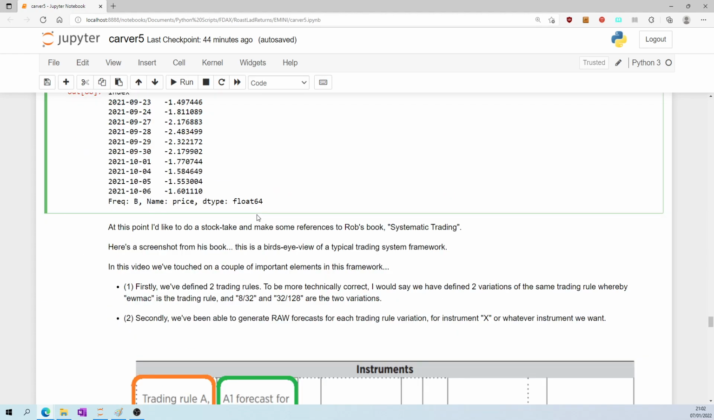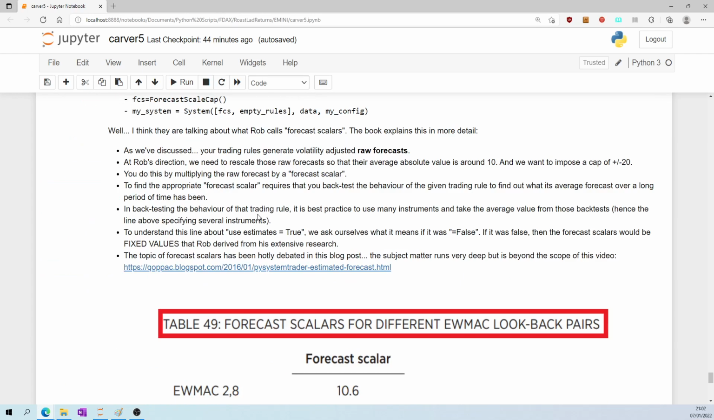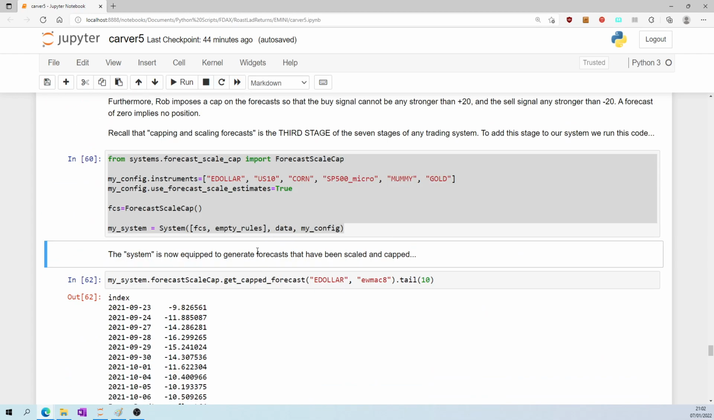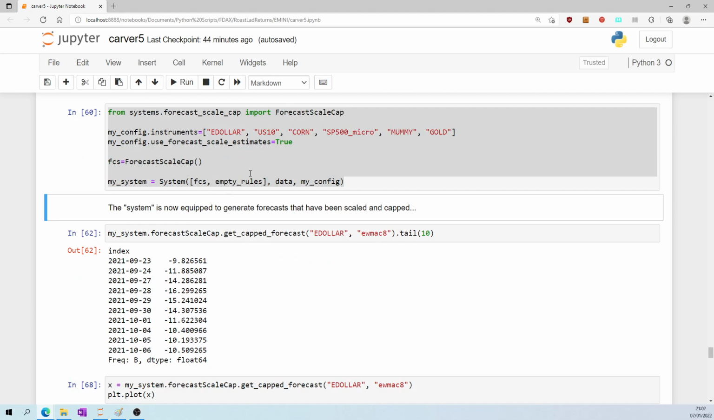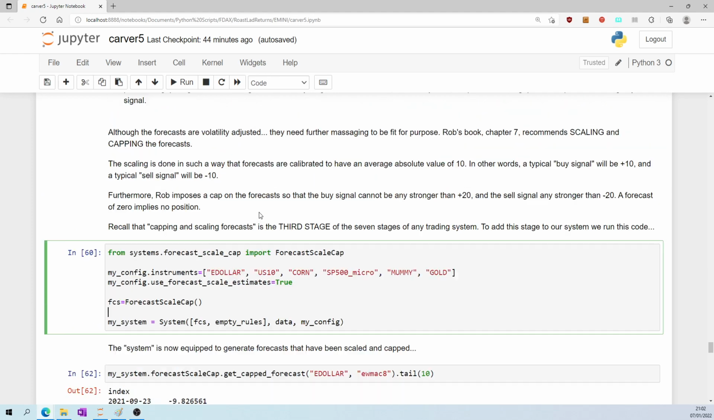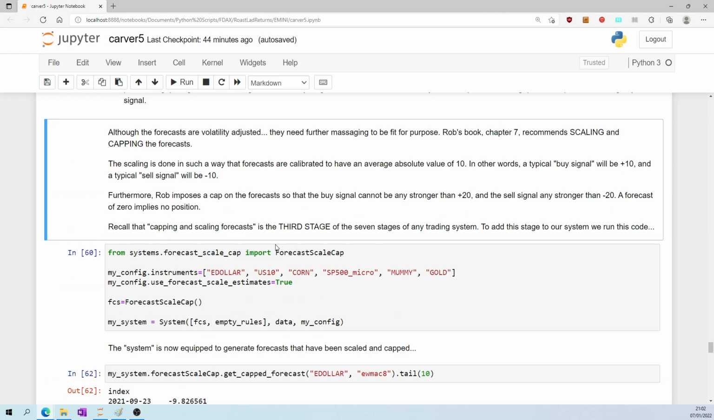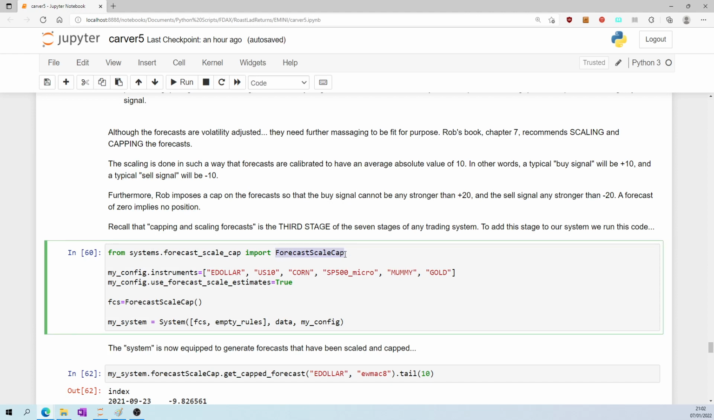Anyway, going back to where we were, this system is now equipped to add this capping and scaling forecast stage to our system. We run the following code: from systems import forecast scale cap. myconfig.instruments equals these several instruments. myconfig.useForecastScaleEstimates equals true. I'll speak a bit more about this later.